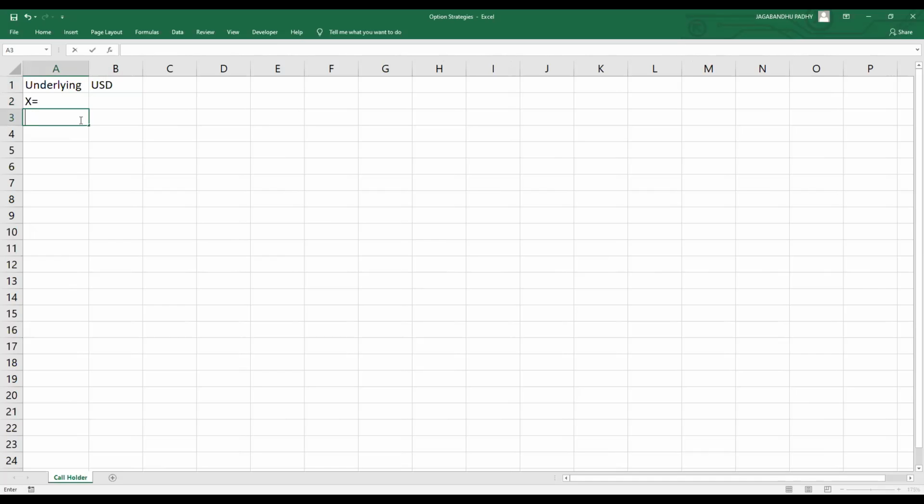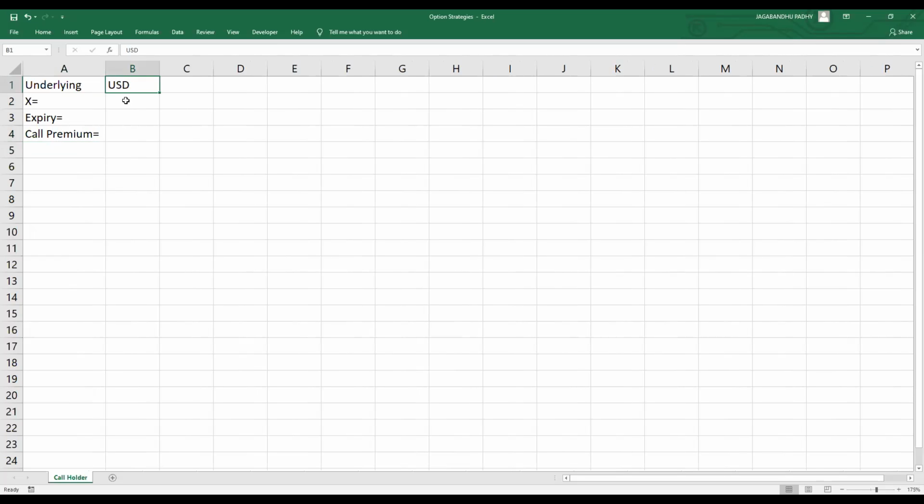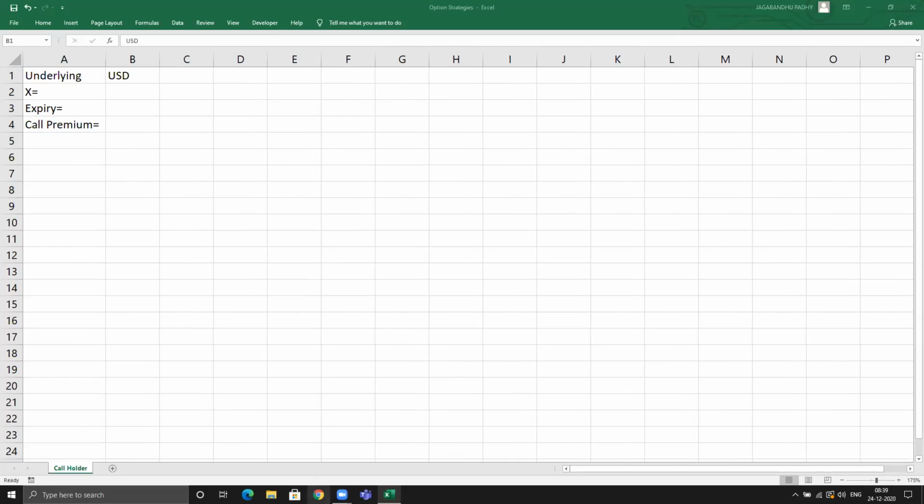Then the expiry will also be visible, and then the call premium. So, USD's strike price, expiry and call premium. Let us set it. I'll maneuver over the NSE website and help you out. Let's look into the NSE website and collect this information for looking into the payoff for an option holder.